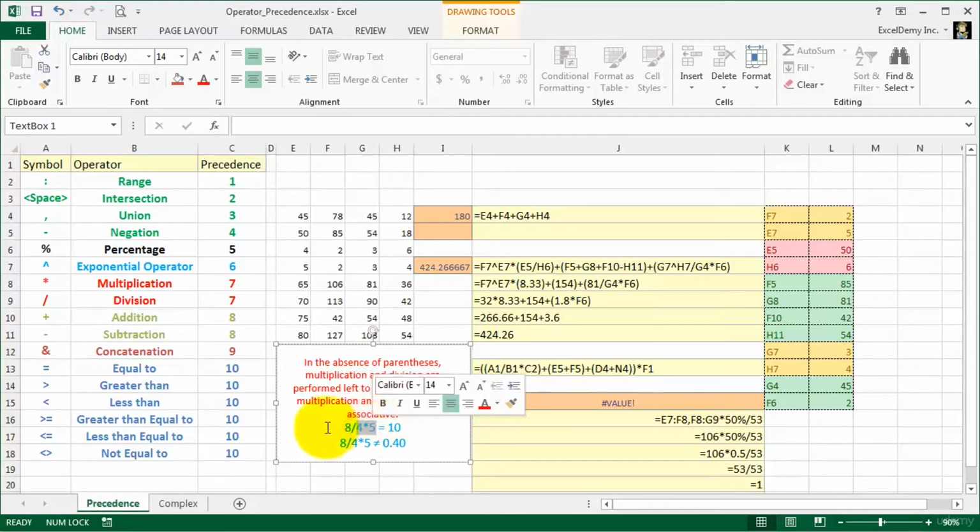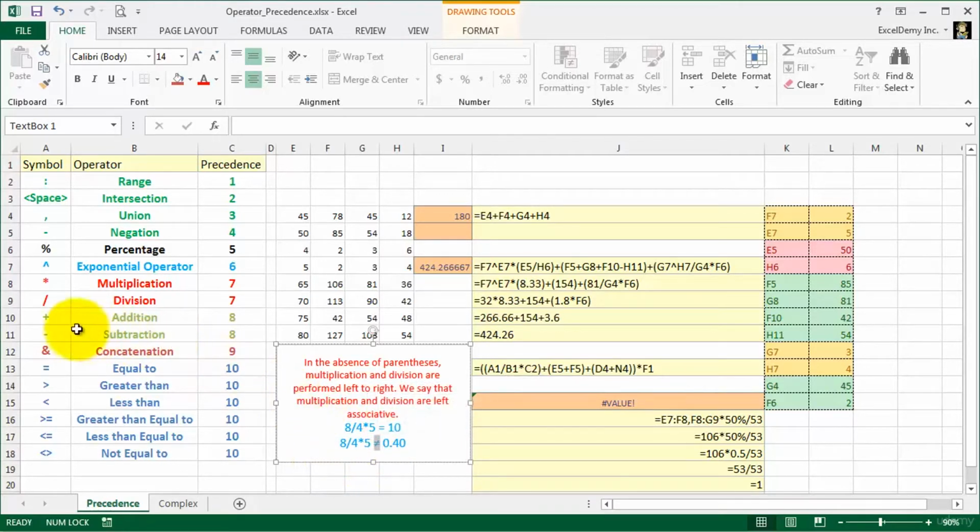At this point, remember that multiplication and division are left associative. It means evaluation will happen from left to right. So 8 will be divided by 4 at first, then the result 2 will be multiplied by 5. So the ultimate result is 10. If you multiply 4 and 5 first, then divide 8 by the result 20, you will get the wrong answer.